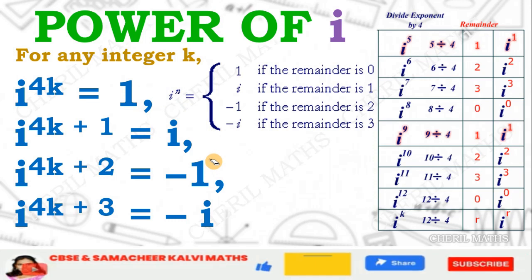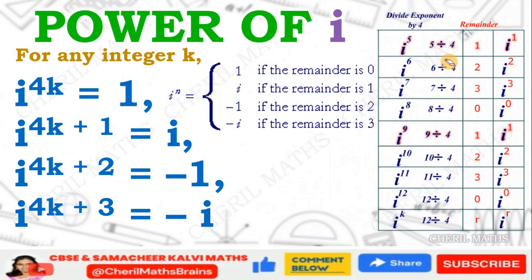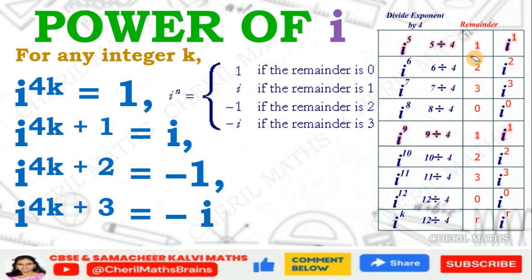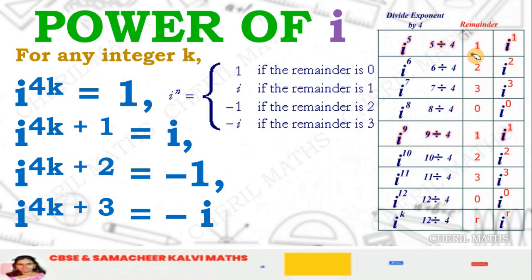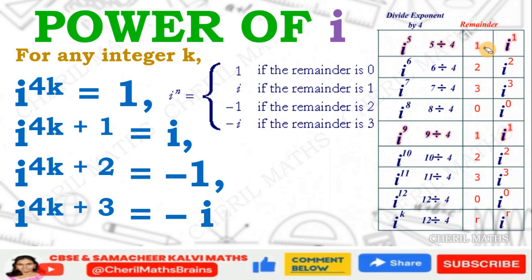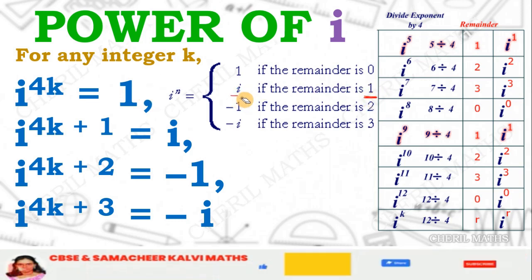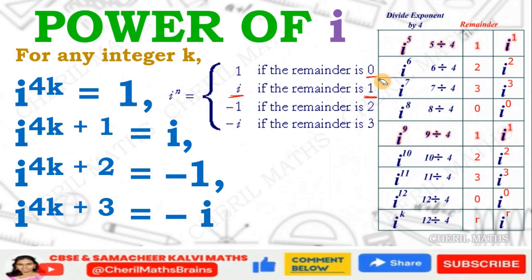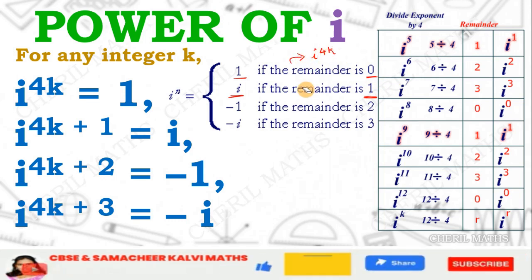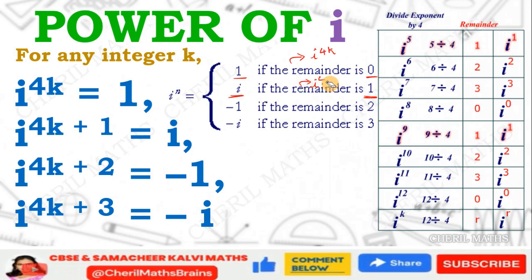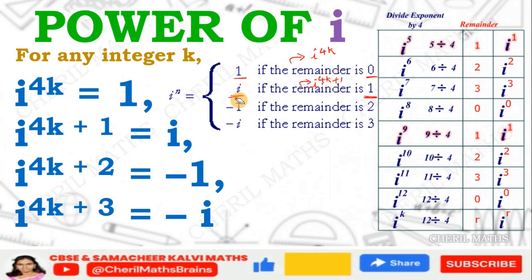Instead of this, there's another easy method wherein you just divide the number by 4 and check the remainder. Depending on the remainder, you can get the value. If the remainder is 0, it means it is of the form i power 4k, so the value is 1. For remainder 1, it is of the form i power 4k plus 1, so it is going to be i.